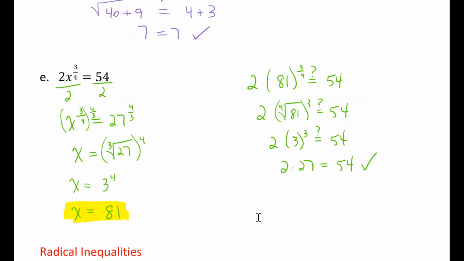Okay, and here is E. We have one solution, x is equal to 81. All right, I hope those went well for you.